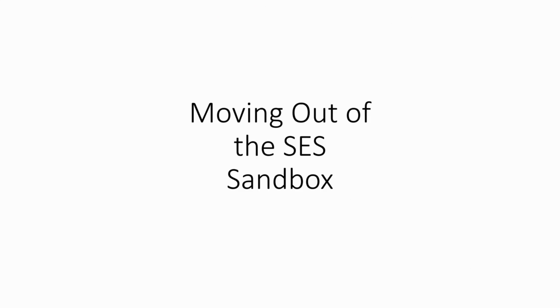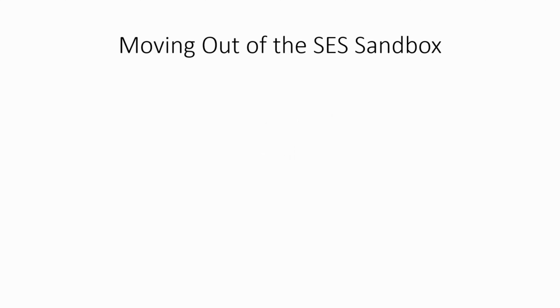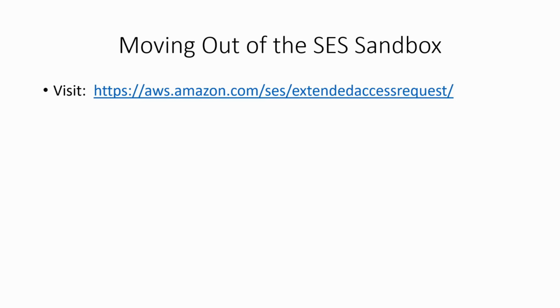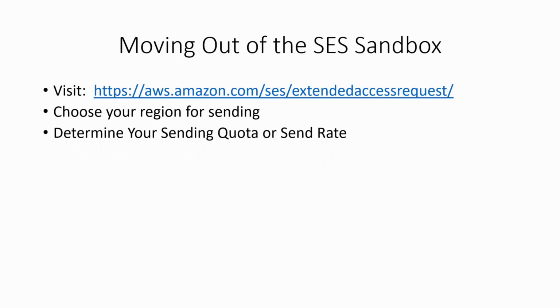In order to begin using Amazon SES, you are going to need to move out of the sandbox mode. And if you are still in, you are going to need to go through a few steps. First, you're going to need to visit this particular link. And this is where you're going to open up a request to move out of the SES sandbox. You're going to choose your region for sending. And then you're going to determine your sending quota or your send rate.